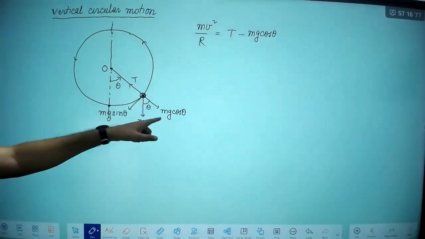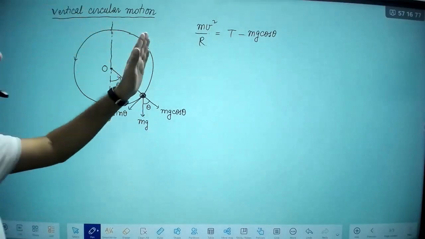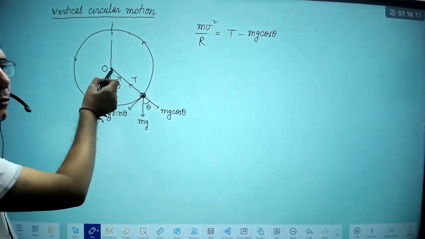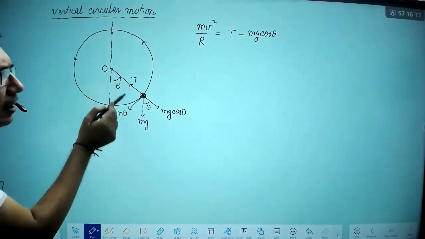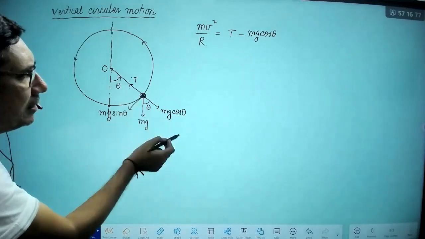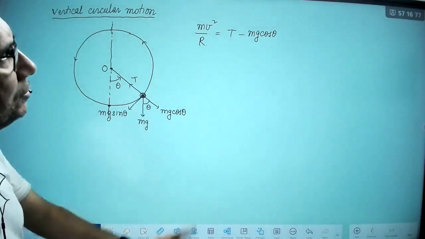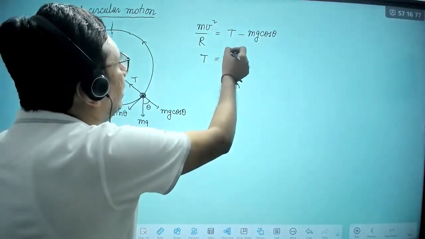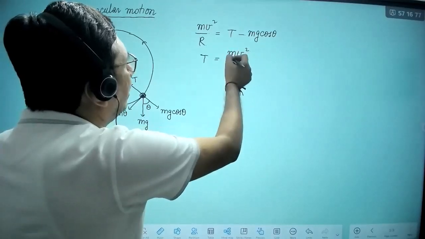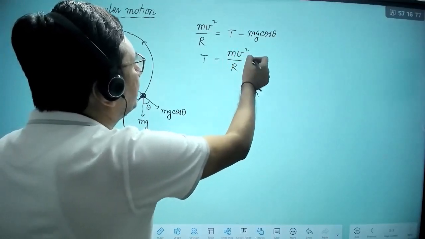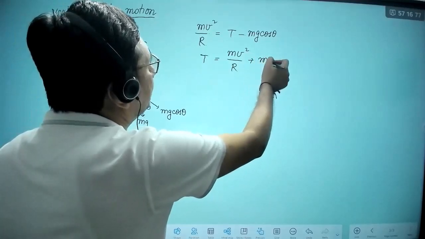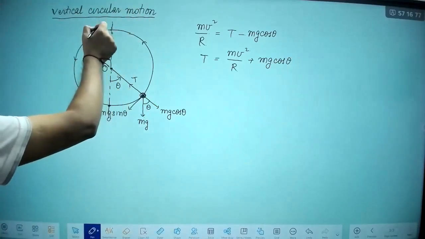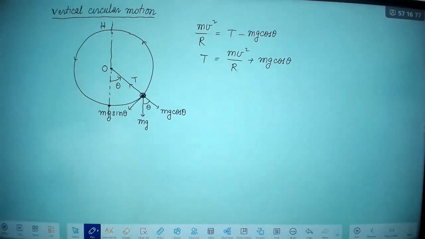So for circular motion, there should be some source of the centripetal force. Tension is acting inward, so it can be a source of centripetal force. But from this T, you have to subtract the opposite direction force, mg cos theta. So this tension T will be mv square upon r plus mg cos theta. This is the highest point, I call it H.